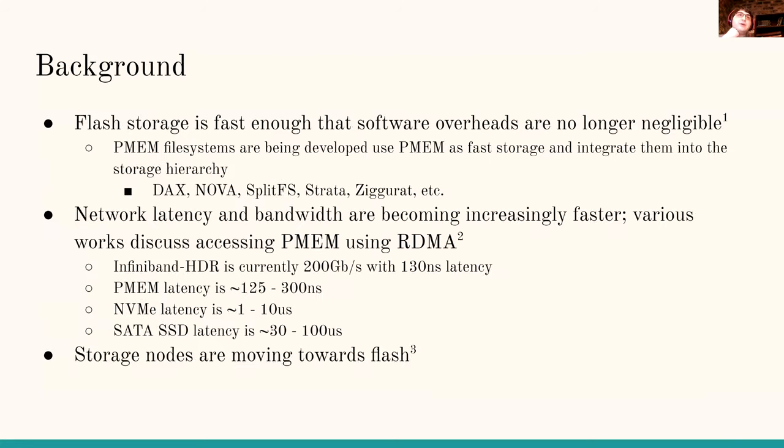A little bit of background: flash storage is fast enough that software overheads are no longer negligible. Persistent memory file systems are being developed to utilize PMEM as fast storage and integrate it into the storage hierarchy. Furthermore, network latency and bandwidth are becoming increasingly faster. Various works are discussing accessing PMEM using RDMA and using NVMe over fabrics to directly access NVMes. InfiniBand HDR is currently at 200 gigabits per second with 130 nanosecond latency.